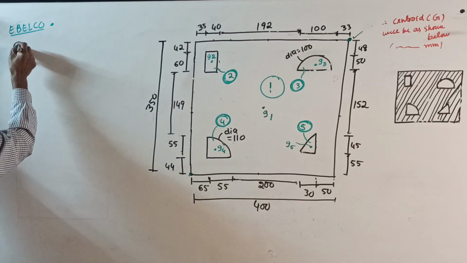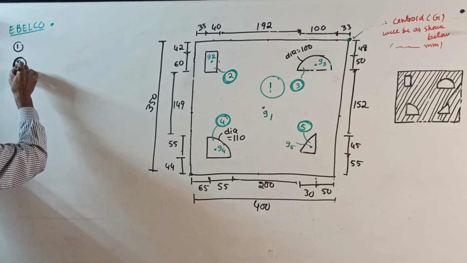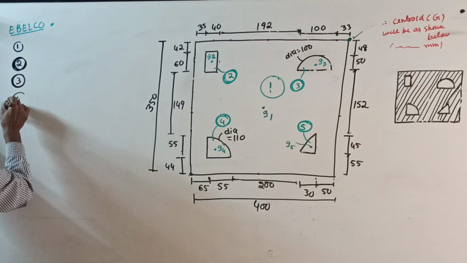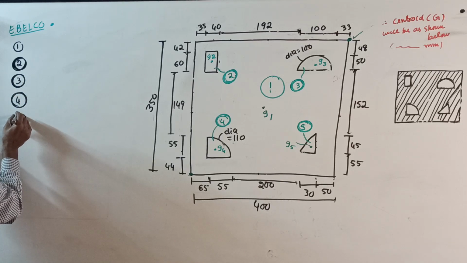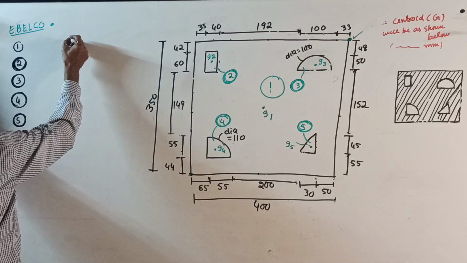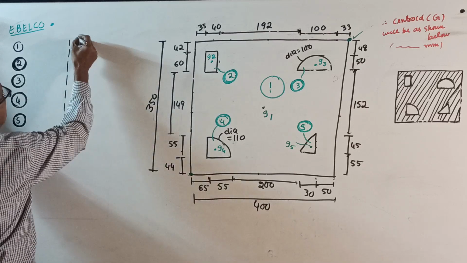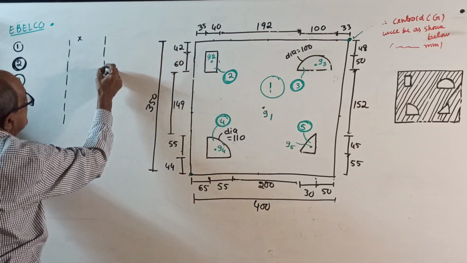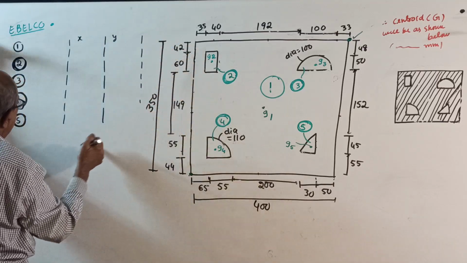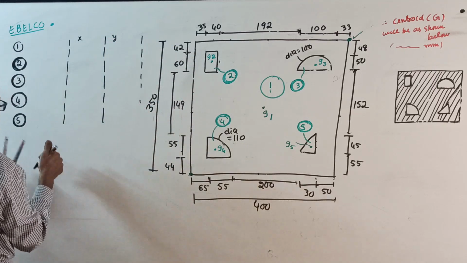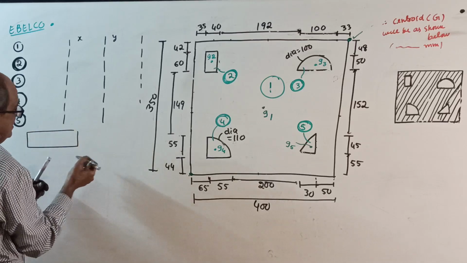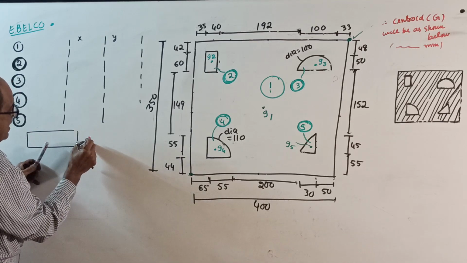What I will do is figure 1, figure 2, figure 3, figure 4, figure 5. Area, this is for area space. This is for X. This is for Y. Then after everything is over, total area I will write here. Then you will get your X bar and Y bar.